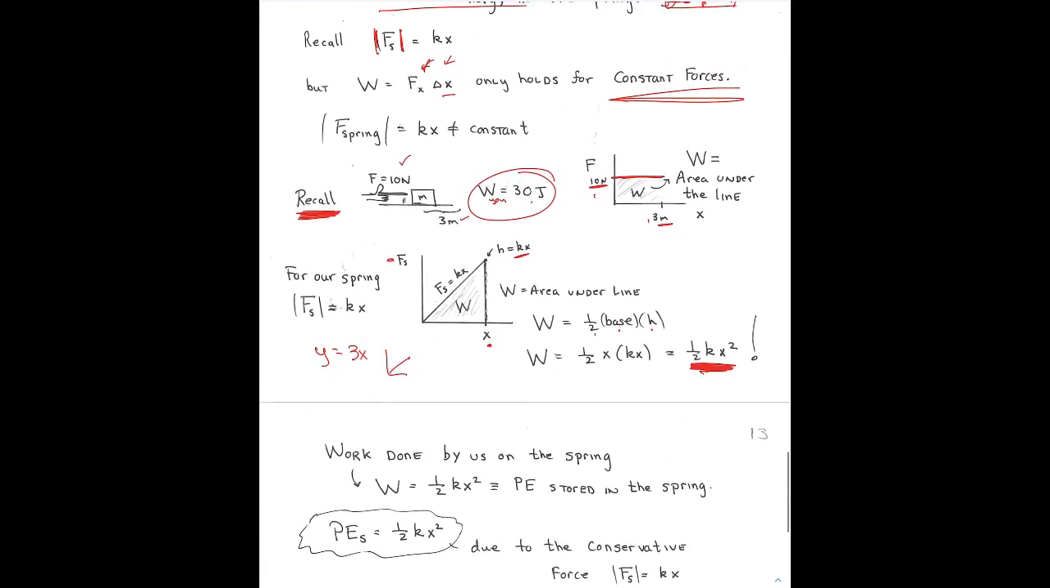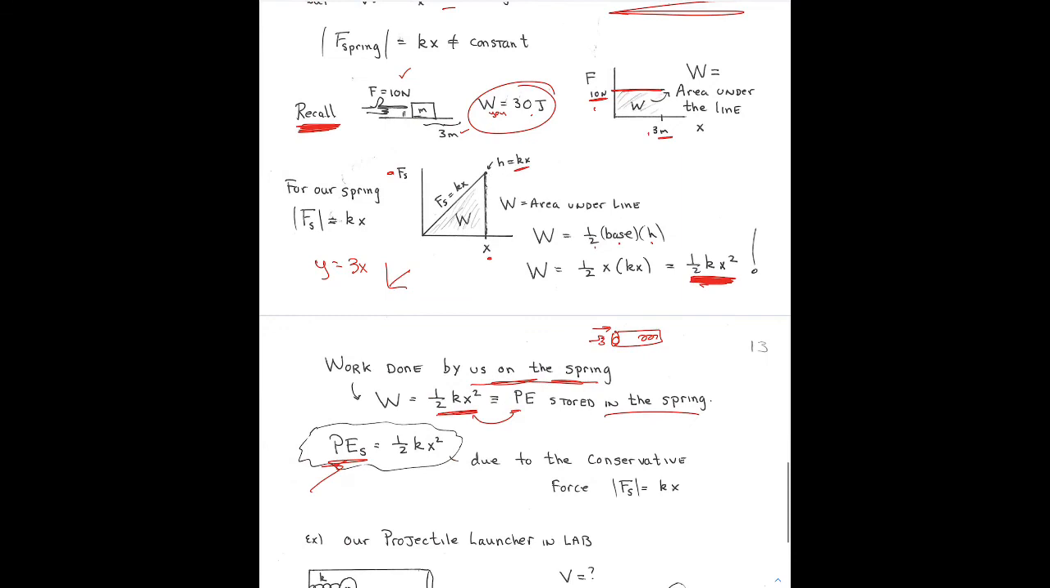So when we were moving the spring, or let's say compressing the spring, in our projectile launcher, there's the spring, there's our hand, we're pushing the ball in that direction. The work done by us on the spring was 1/2 kx squared. Work done by us is now stored as potential energy in the spring. So we would say potential energy in the spring is 1/2 kx squared.